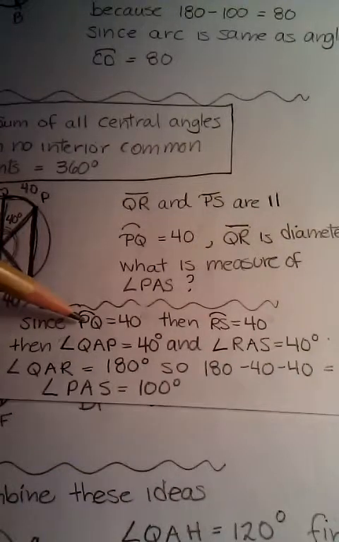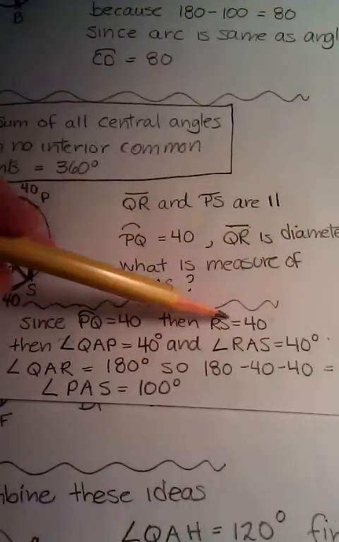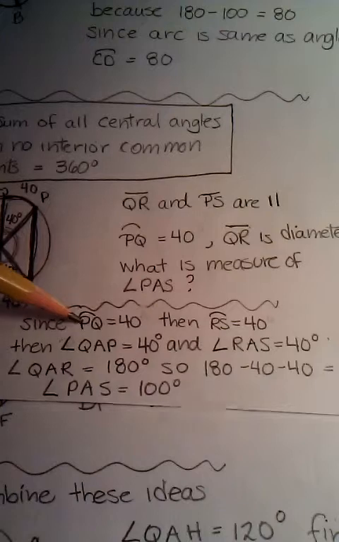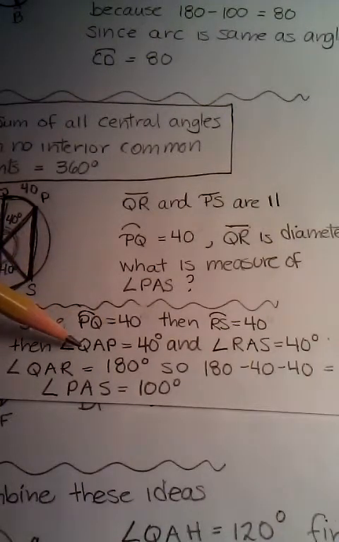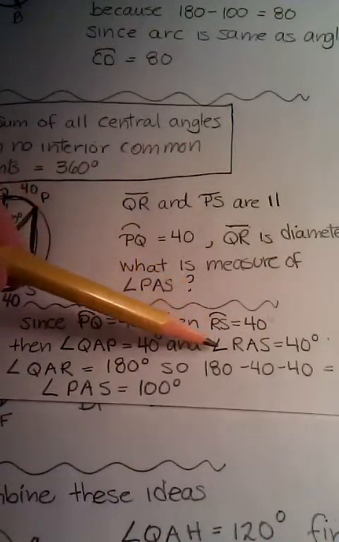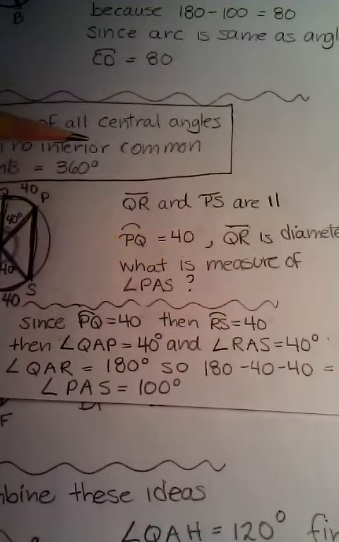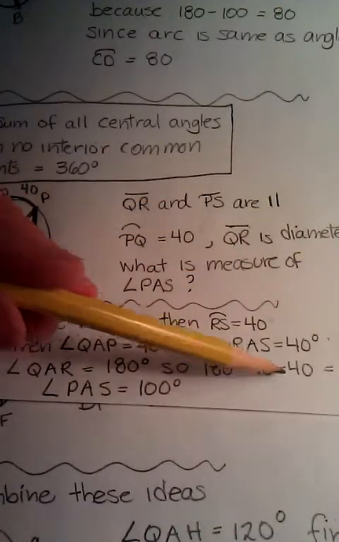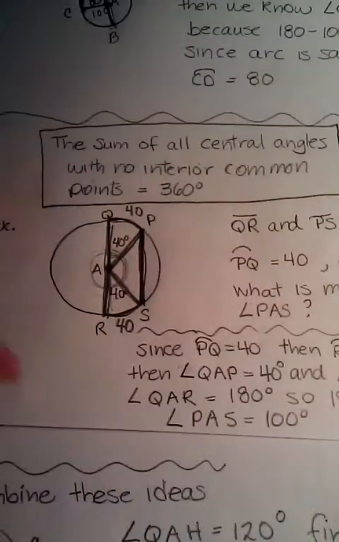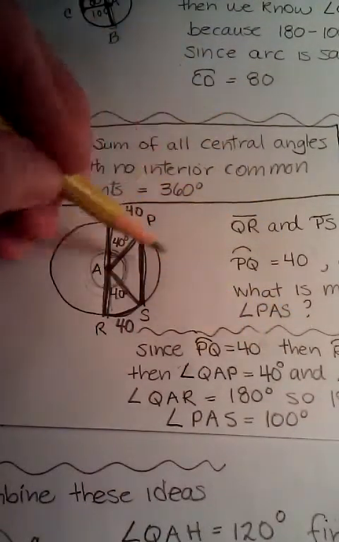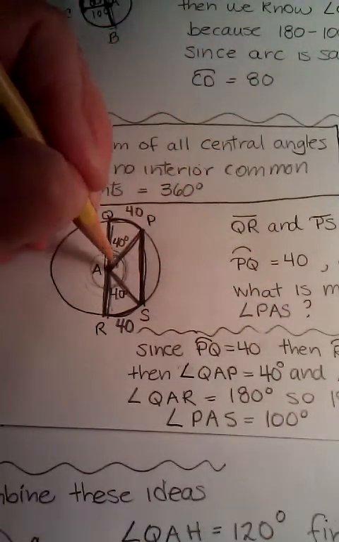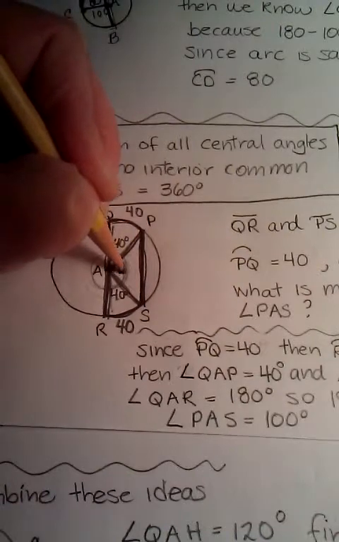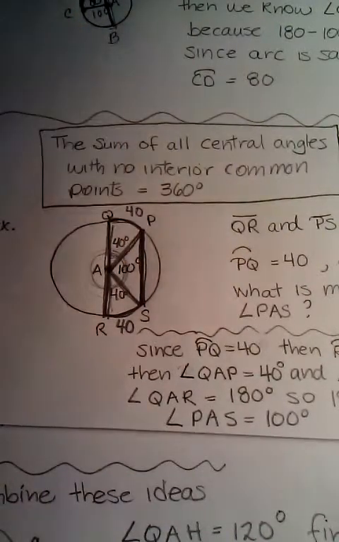So since arc PQ is 40, then arc RS is 40, but because PQ was 40, then angle QAP is 40 degrees, and angle RAS was 40 degrees. But I know that angle QAR, the whole thing, had to be 180, so I went 180 minus 40, so PAS is 100. So you can either write it out like that, or draw the picture. Makes it easier, I think, because then you can see what it looks like. So I know that this is 100 degrees.